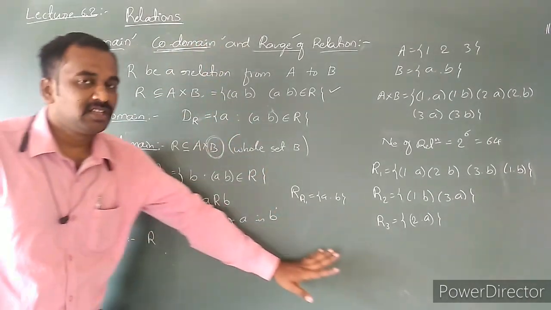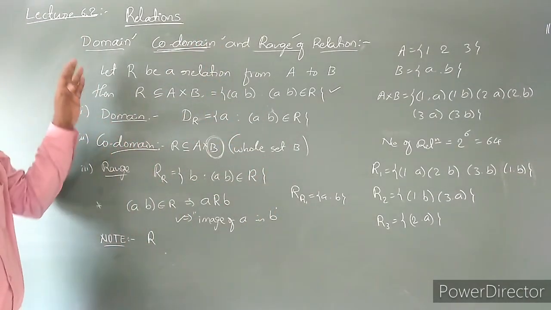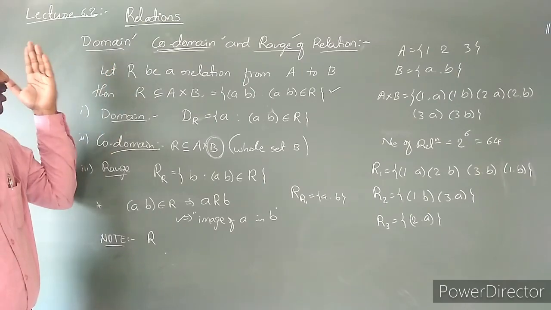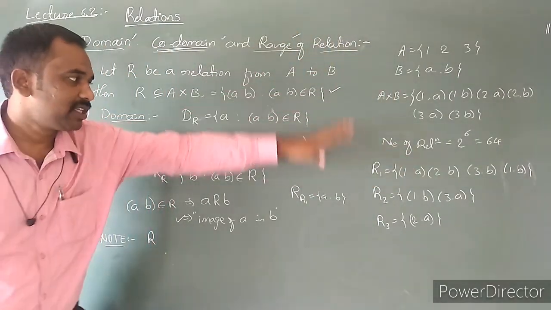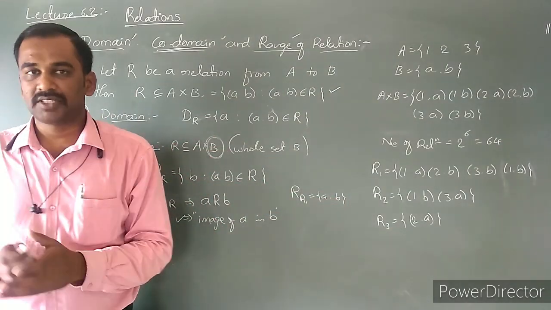Now, based on all these things, let's take an example. What is the definition of the relation, domain of the relation, codomain of the relation, range of the relation? Based on all these things, take examples.